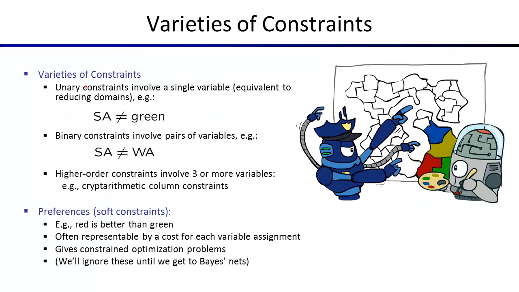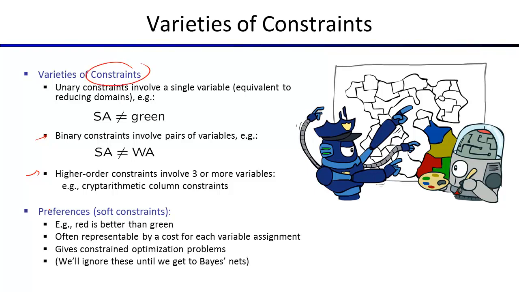All right, the constraints can vary. Sometimes constraints are unary. This means that the constraint has only one variable participating in it. Some constraints can be binary, which means there are two variables participating in it. And some constraints could take more than just one or two variables participating in them. Those are higher order constraints. We saw that in the Sudoku puzzle. We saw that in the cryptarithmetic problem.